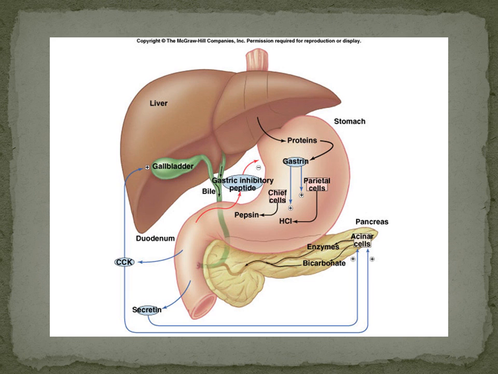This picture you definitely need to know, so you want to see the mechanism of the CCK, what it does, the secretin, what it does, and of course gastrin, which we've already mentioned. Remember that the bile is going to be pumped from the liver into the small intestine, and that the enzymes and bicarbonate are going to be pumped from the pancreas into the small intestine.